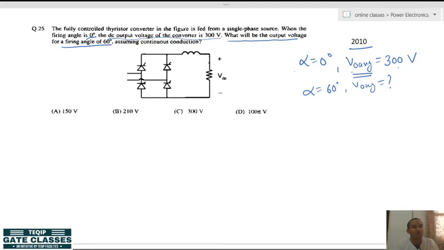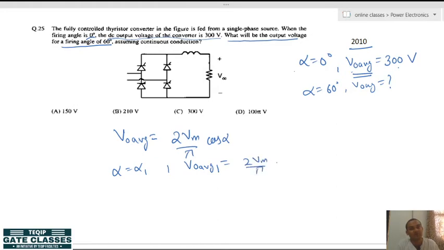So it is very simple, you know that for a fully controlled bridge, you just remember the average output voltage formula, that is 2 Vm upon pi cos alpha, you know that. Alright, it is very easy. So now we can put that for alpha equal to alpha 1, V naught average 1 we get, and that will be 2 Vm upon pi cos alpha 1, because this factor remains constant, this factor is not going to change until you change the supply. And for alpha equal to alpha 2, V naught average 2 will become 2 Vm upon pi cos alpha 2. So just take the ratio.